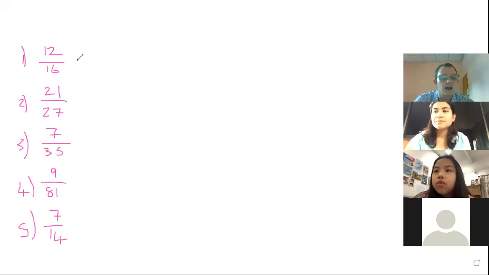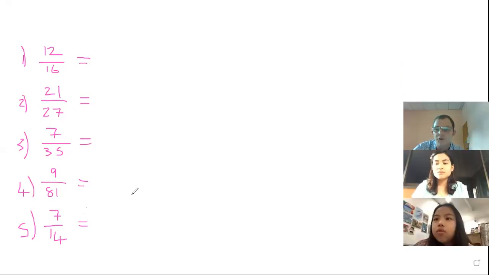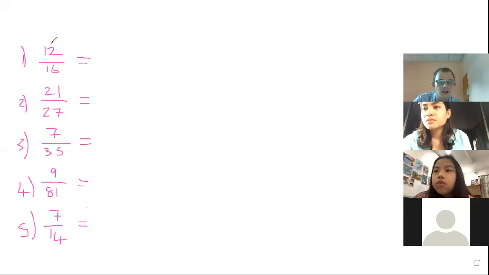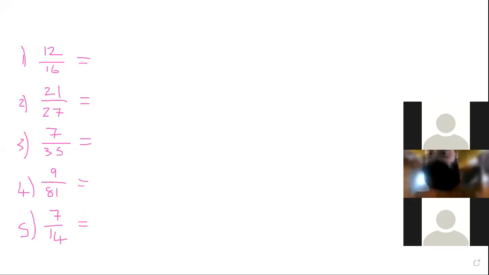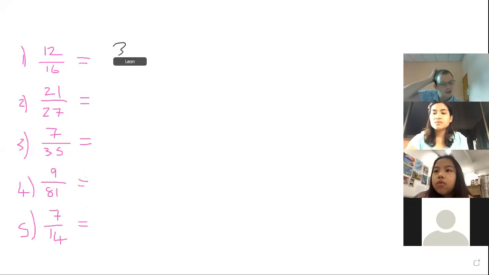Anyone that wants to try and solve this simplification of fractions? Who's going to be brave enough to try? Let's see. Who's going to answer them? Someone has to answer them. We have 5 questions. Okay, Leon wants to answer 1. Who wants to join him? Is there anyone else that wants to join? We have 5 questions. Let's get 5 students to answer them.